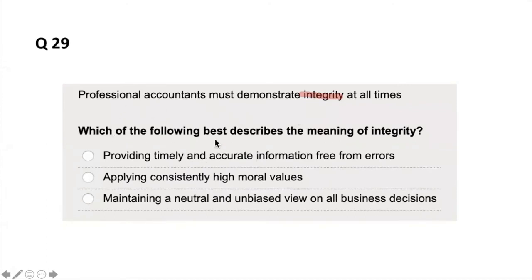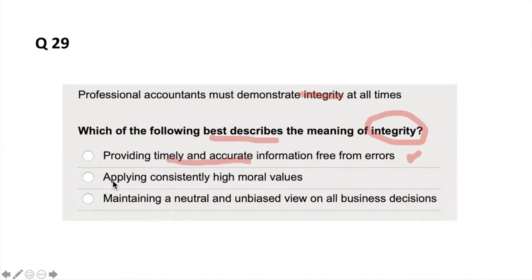So which of the following best describes the meaning of integrity? I gave you my definition, but let's see which one is more close to what I just said. Providing timely and accurate information. That is not integrity. That is more professional competence. You're actually good at providing things on time, and you're accurate in what you do, which means you know your job very well, but that doesn't have anything ethical to it. There's no values to it.